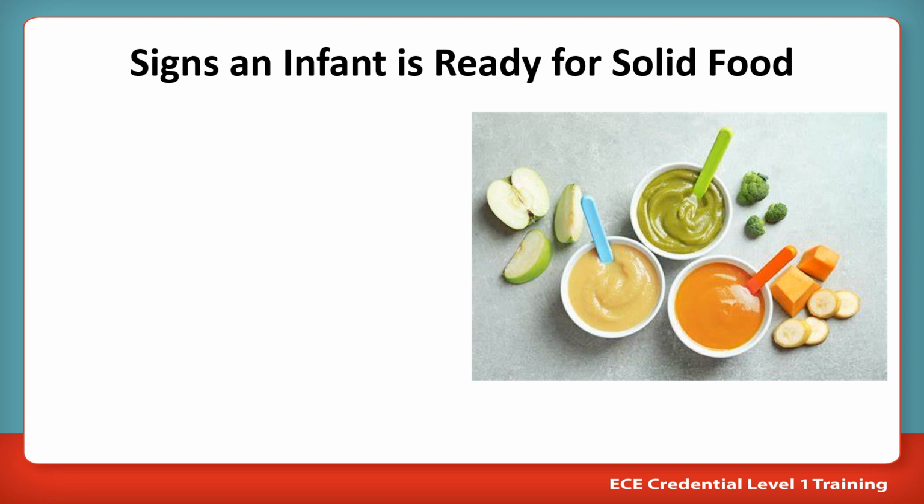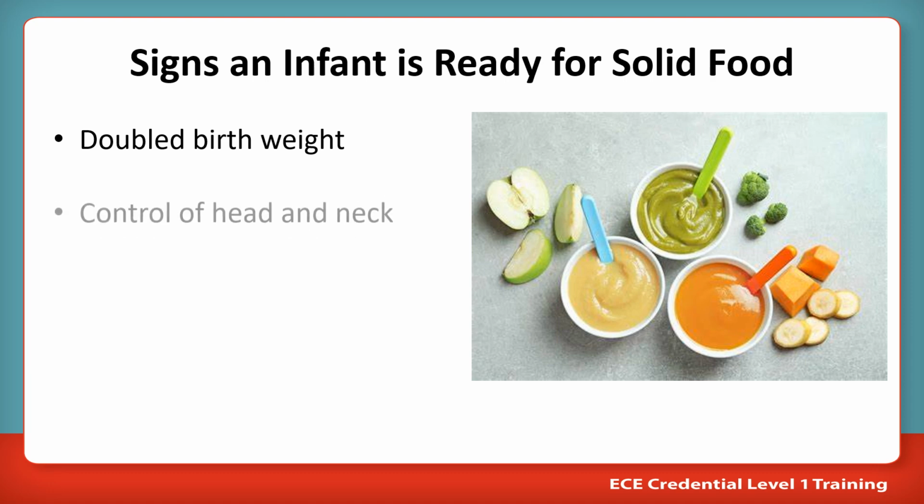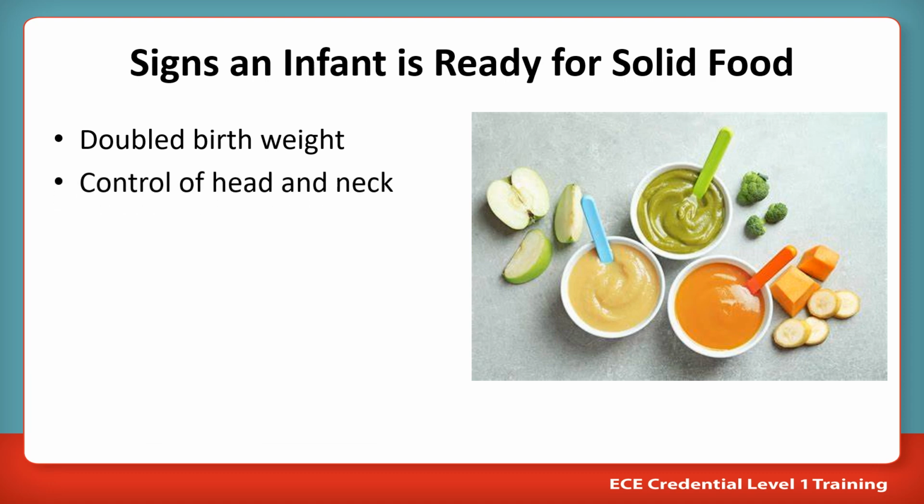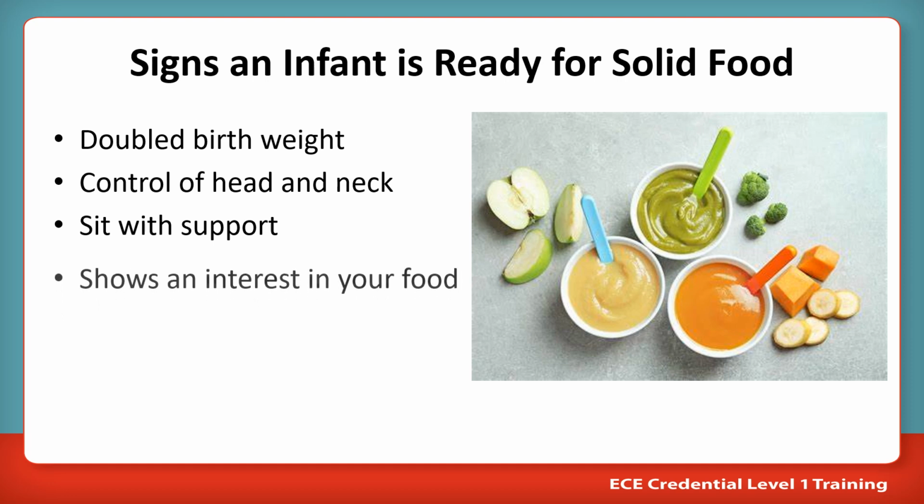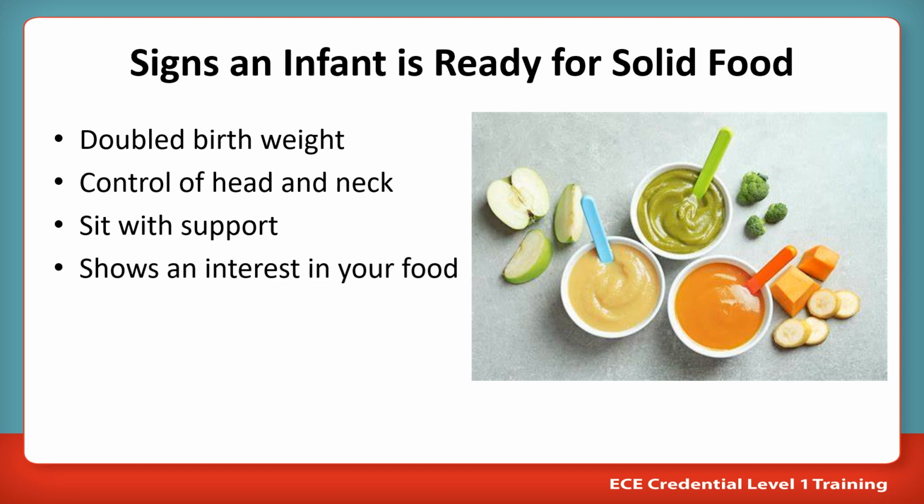So you might ask, how do I know when a baby is ready for solid food? And some things to look for would be whether they've doubled their birth weight. So if they started off at 7 pounds and now they're 14 pounds, that could tell you they're ready for solid foods. They have good control of their head and their neck, which is needed for eating. They can sit without support, so perhaps in a high chair. They might start to show an interest in the food that you are eating as an adult.